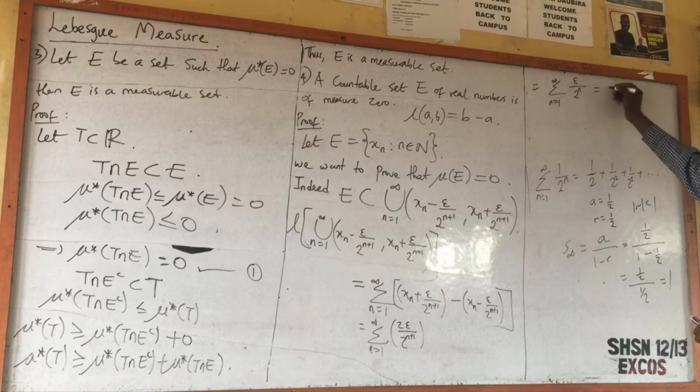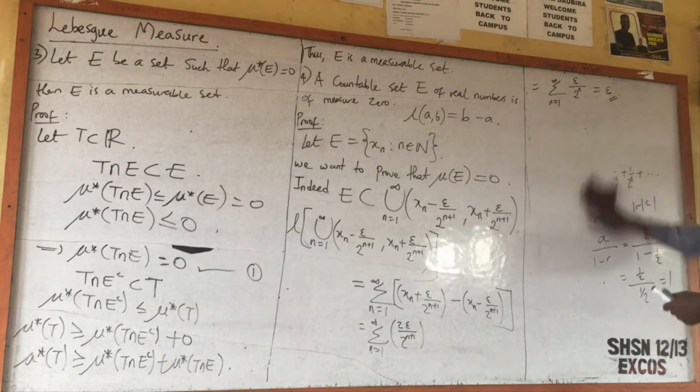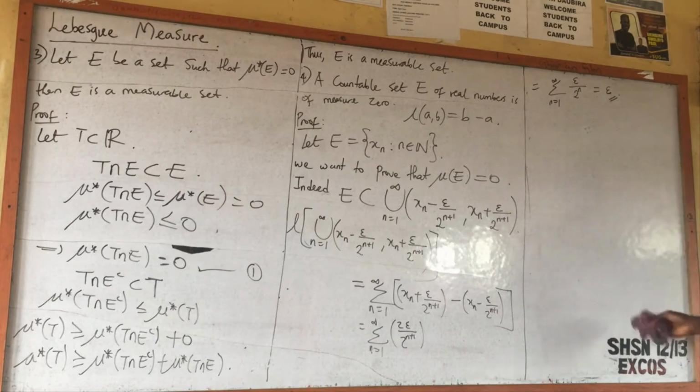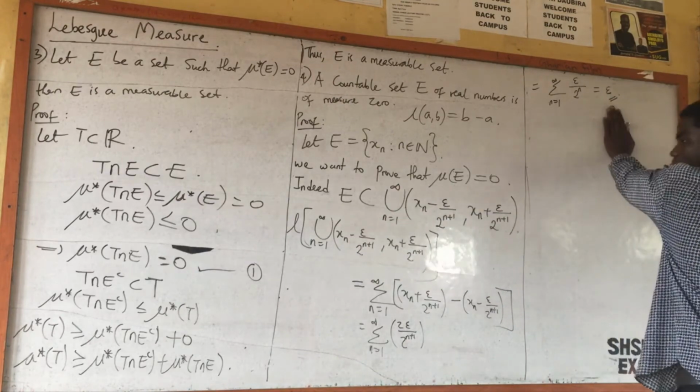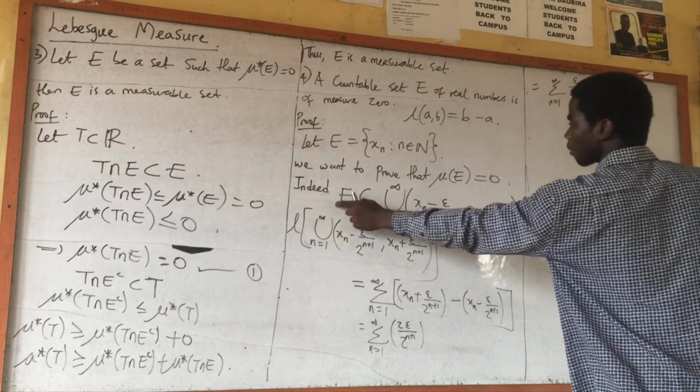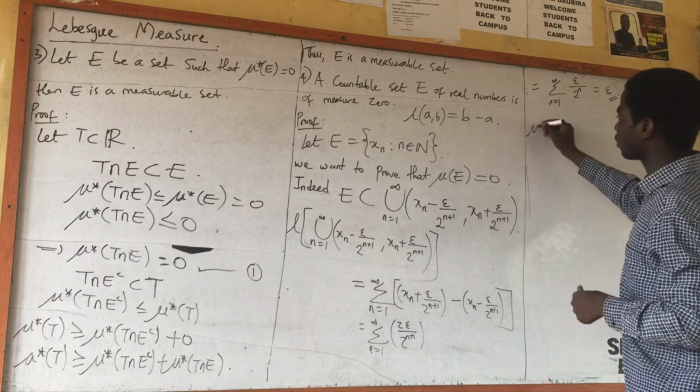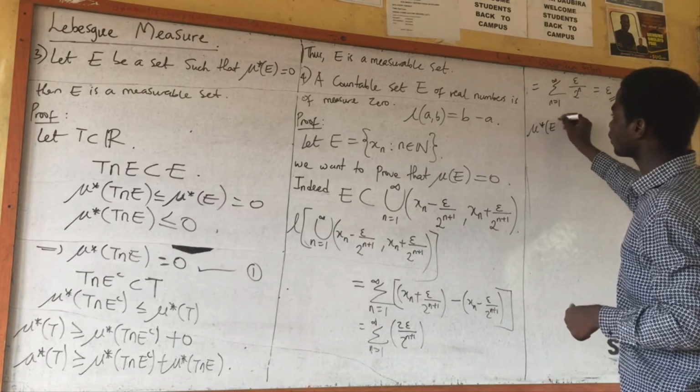So you are now left with epsilon. We have epsilon as the answer. Next time I will not be showing all this; you can easily compute it and you will see that the answer is 1. So that's epsilon, which means the total length of all these intervals is epsilon. Now, the outer measure of E.